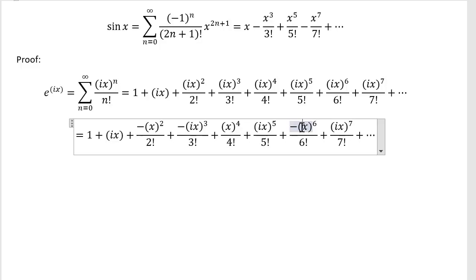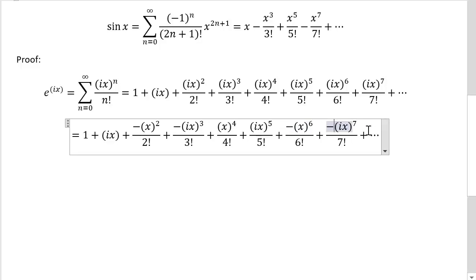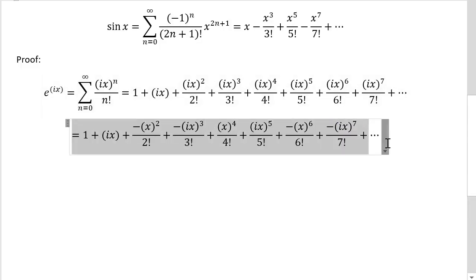Or that's -1. i to the seventh is going to be, this is the one that's going to be -i. And then i to the eighth, if we had that, will be +1. So I think let's just take it from here. So now that we have it simplified, let's see what else we can do.